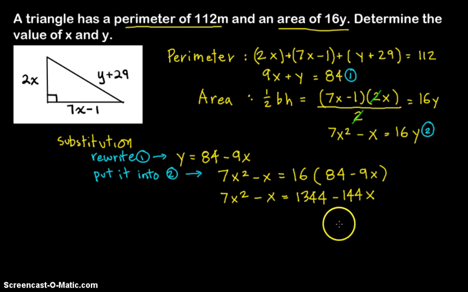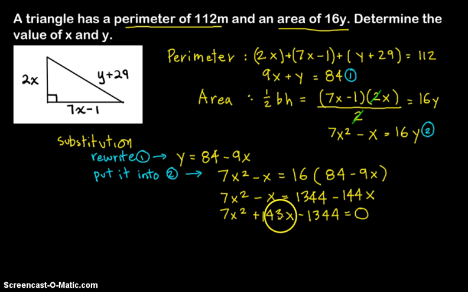144x. Okay, a little daunting, but not crazy. So it's a quadratic. Bring it all over. Okay, so I'm going to have a 7x squared. That's going to be plus 143x, because I'm just subtracting the 1x over here, minus 1344 equals 0.